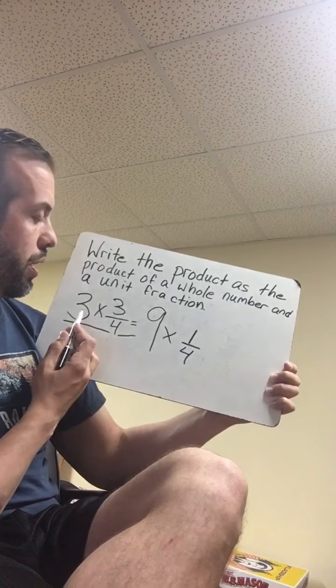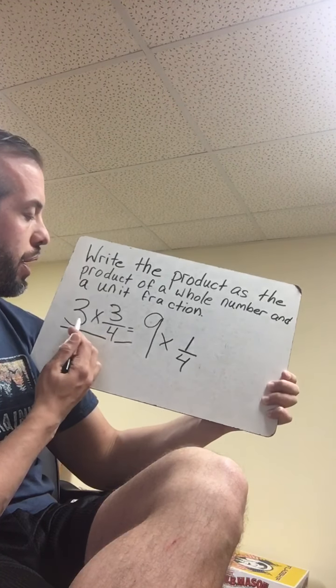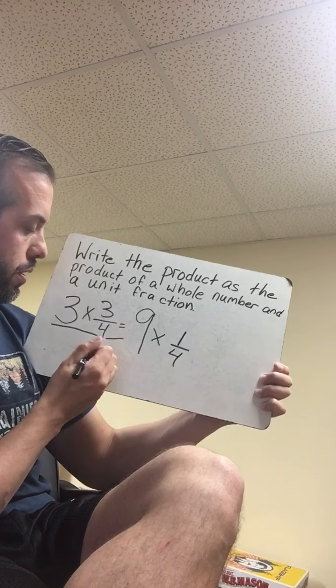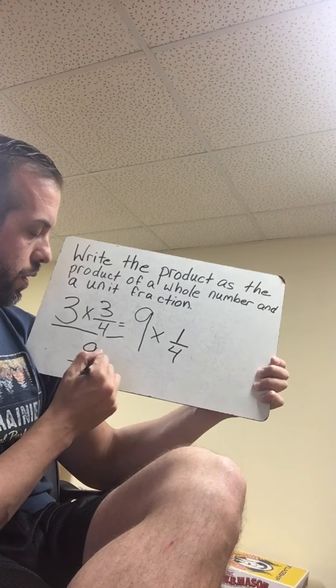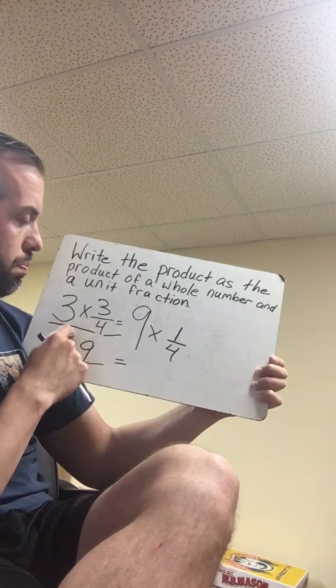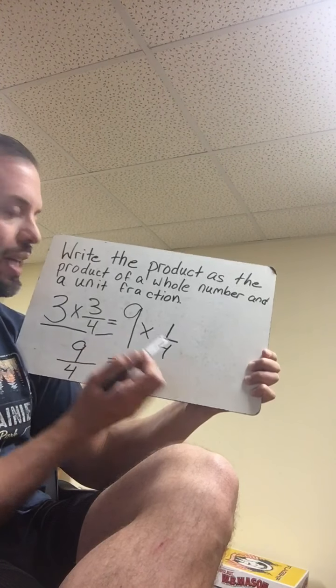If we look, same thing. I'm going to just multiply my whole number 3 times my numerator 3. 3 times 3 is 9. Denominator stays the same. Now, these should equal the same because there's an equal sign. Remember, equal means they are the same amount.